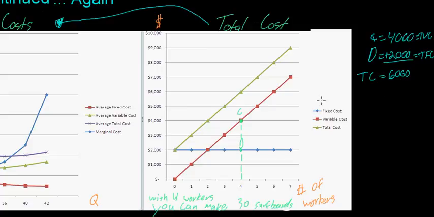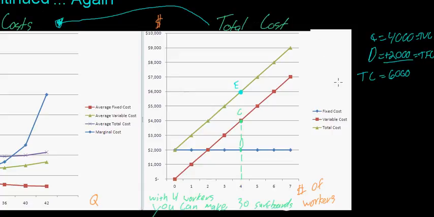So we know that this point right here is 6,000, and I'll call this point E, or A, B, C, D, E, yeah. Sorry, it's a little late at night. So point E is at 6,000.